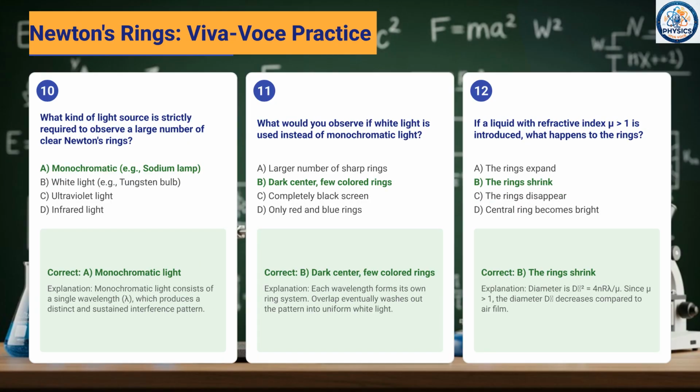Question 10. Monochromatic light is required for distinct and sustained interference patterns. 11. Using white light results in a dark center surrounded by a few colored rings. 12. If a liquid with a refractive index greater than 1 is introduced, the rings will shrink in diameter.